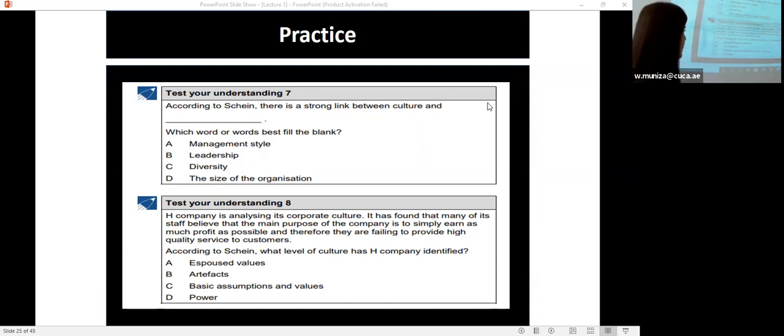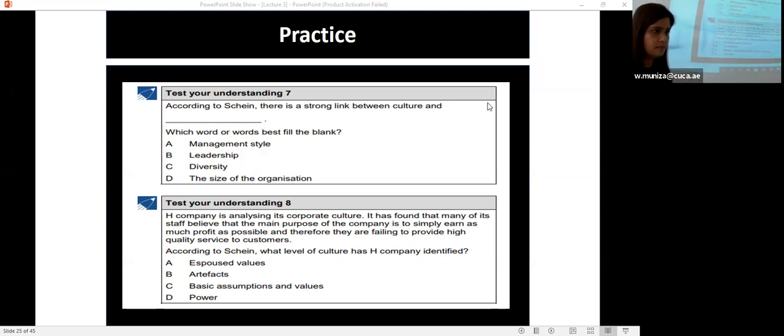It has found that many of its staff believe that the main purpose of the company is to simply earn as much profit as possible. So what they say, the main purpose. It is based upon belief. Staff believe that the main purpose of the company is to simply earn as much profit as possible, and therefore they are failing to provide high quality service to customers. So which one is it?